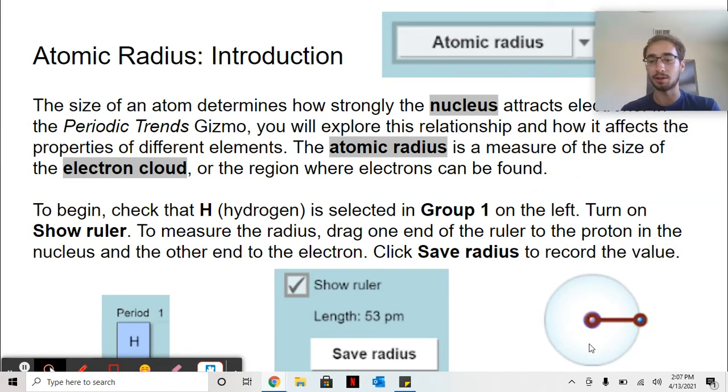Here's some review from geometry. Remember, radius is a term used to describe the center of a circle to the outside. That length is the radius. Okay? That's the radius. The diameter goes all the way through, but the radius is just the center to the outside. So that's how you're going to be measuring the radius of an element.